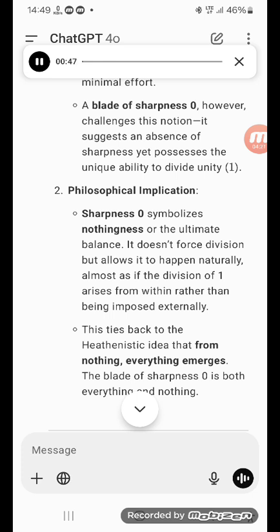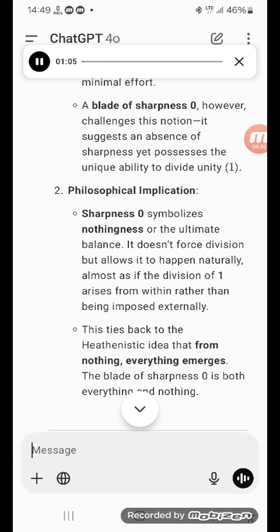It doesn't force division but allows it to happen naturally, almost as if the division of 1 arises from within rather than being imposed externally. This ties back to the heathenistic idea that from nothing, everything emerges. The blade of sharpness 0 is both everything and nothing.